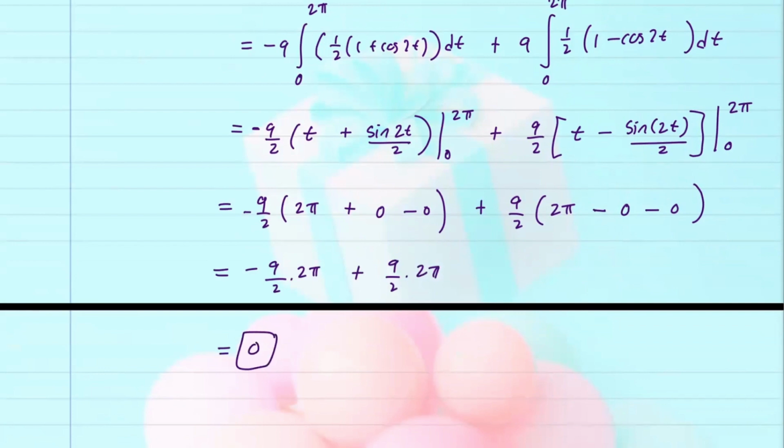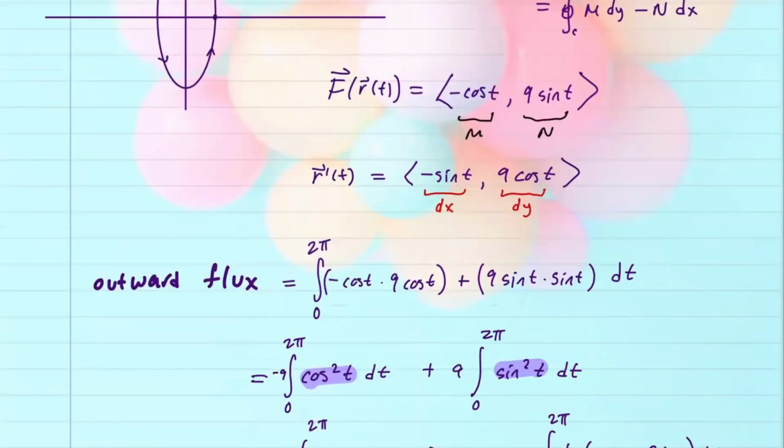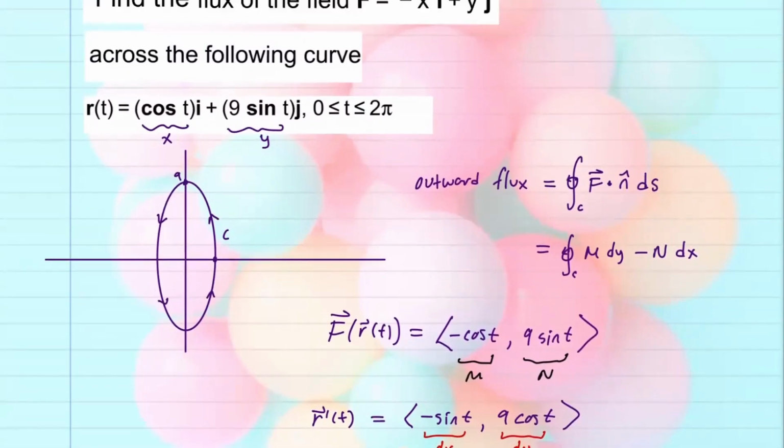All right, so the outward flux of this field across this particular curve happens to be 0.